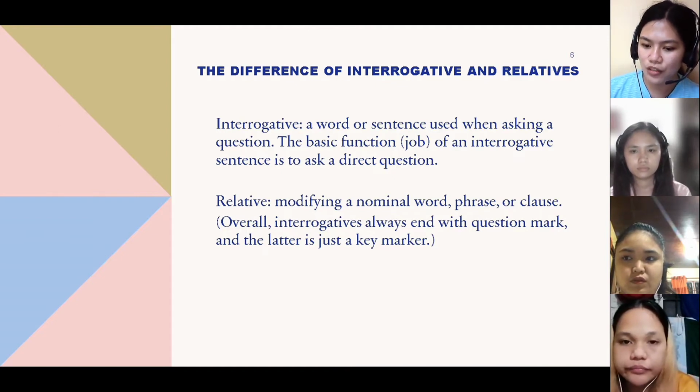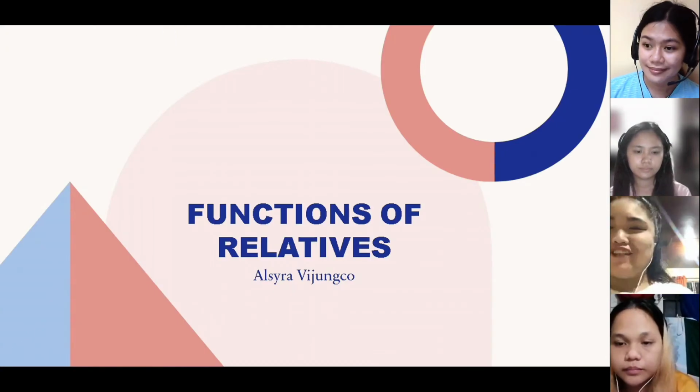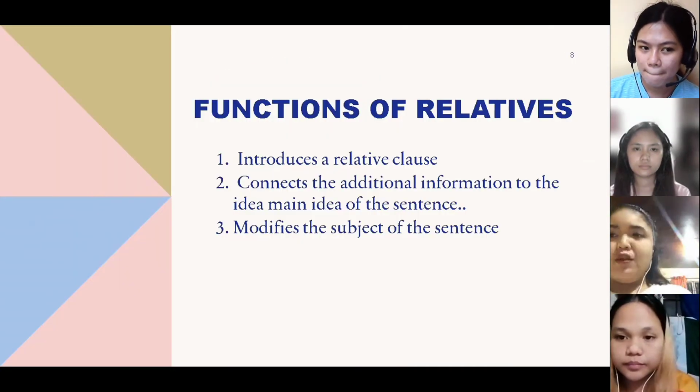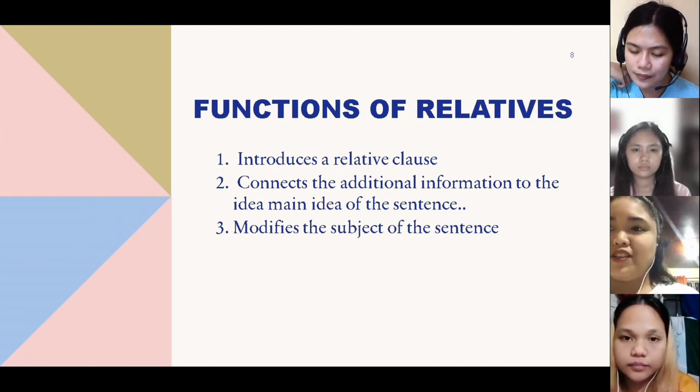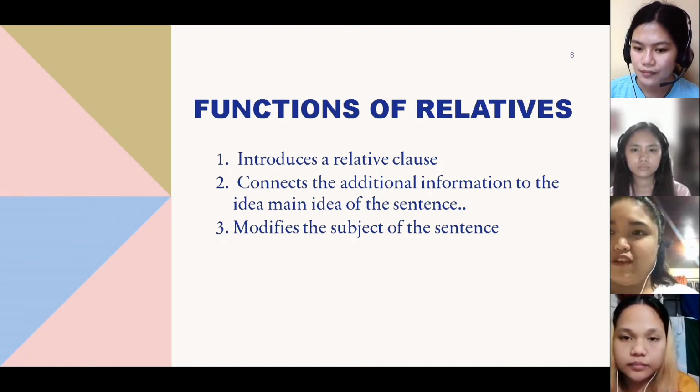Now let's proceed to the functions. The function of relatives. So number one, it introduces a relative clause; number two, it connects the additional information to the main idea of the sentence; and number three, it modifies the subject of the sentence. So overall, it introduces, it connects, and it modifies.